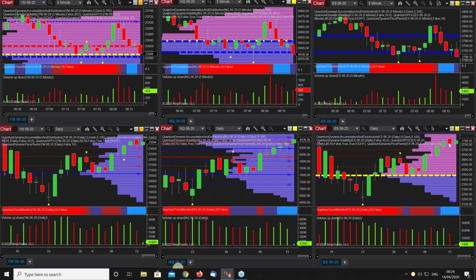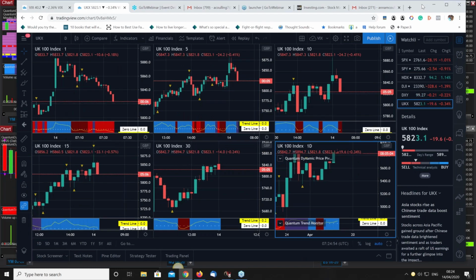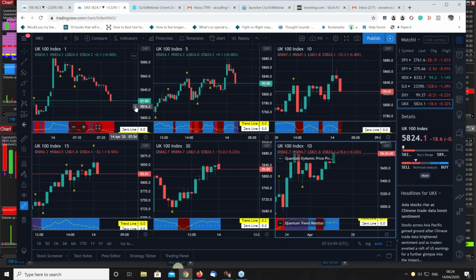This was yesterday, came off a little bit. It's not looking terribly strong. It's all looking very fragile, which is no great surprise. If I just pull this over, this is the UK. I mentioned earlier it wasn't looking great. This is UK 100, FTSE 100.